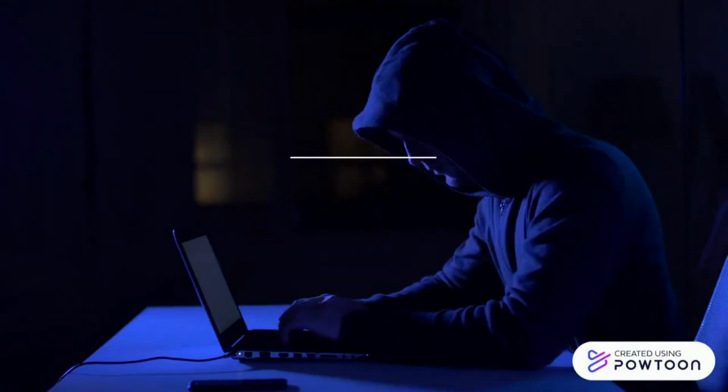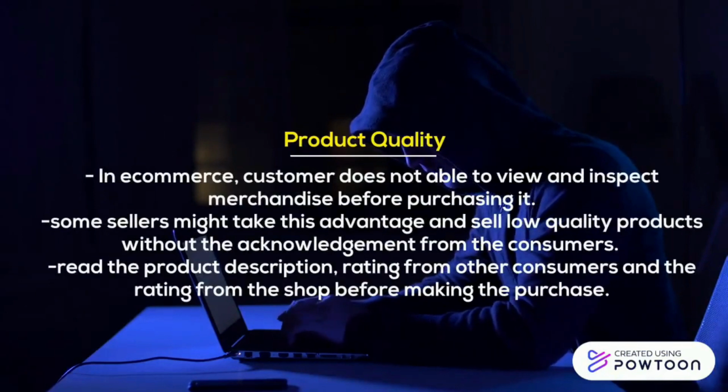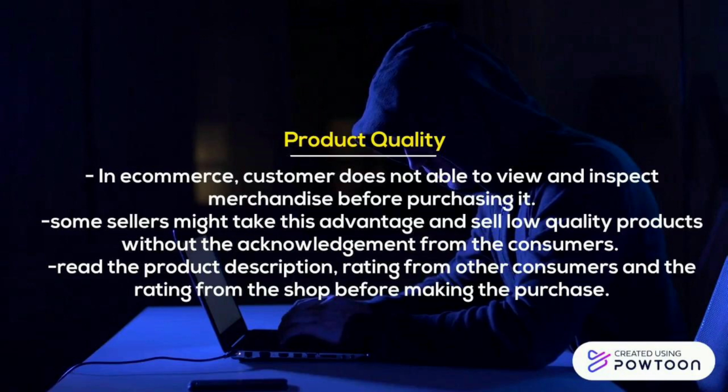Third, product quality. E-commerce is all about buying and selling goods. However, consumers don't get to touch or see the product during purchasing, and are only able to see it upon receiving the product. Therefore, some sellers might take advantage and sell low-quality products without announcement to the consumer. So, consumers can read the product description, ratings from other consumers, and the rating of the shop before making the purchase.